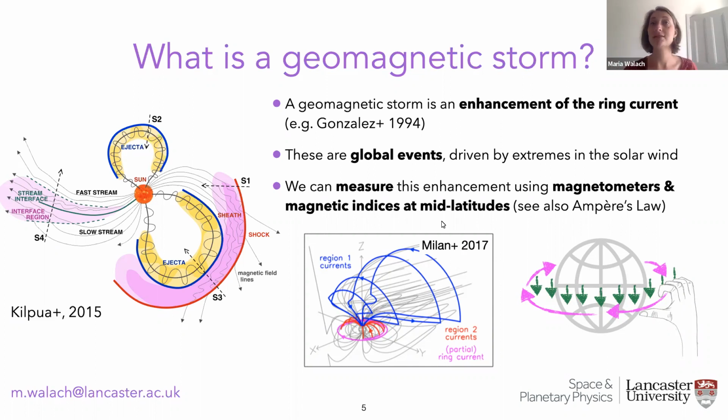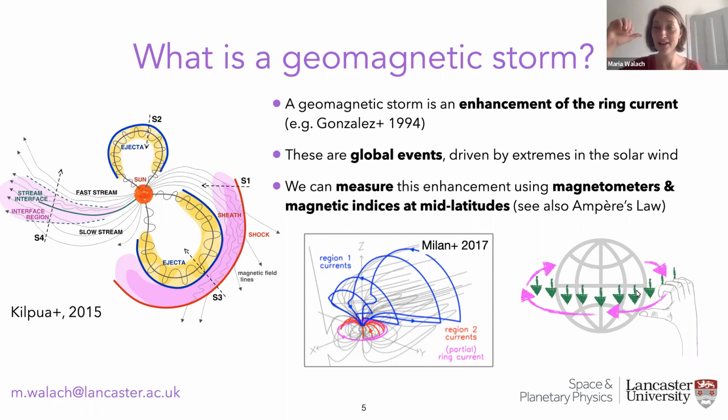So we can measure this enhancement of the ring current by using magnetometers and magnetic indices at mid-latitudes. And this is how it's been done for many years. This is how some of the first geomagnetic storms were identified, and that's what we still do today. And you can convince yourself of this.